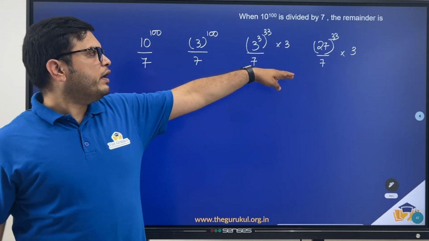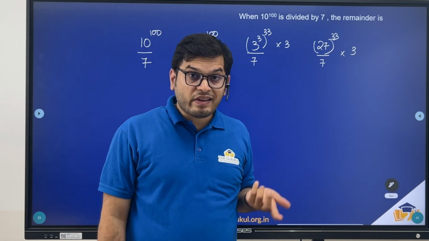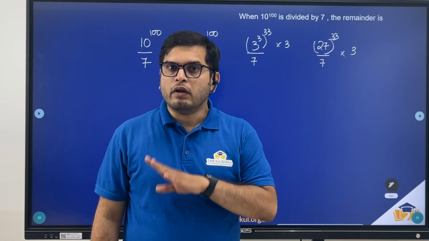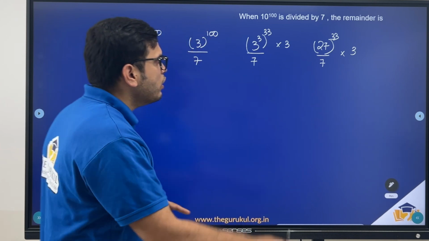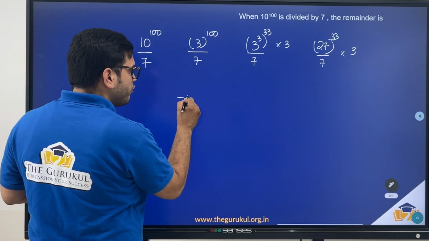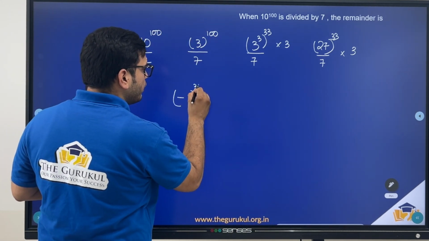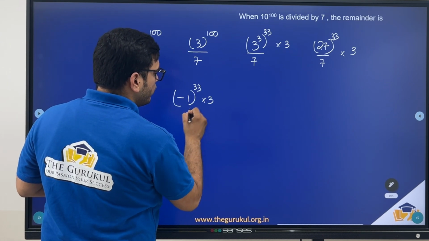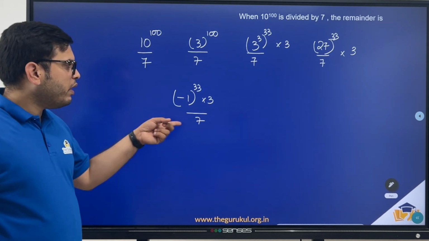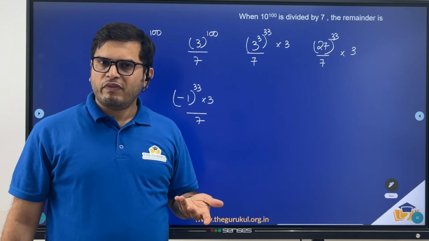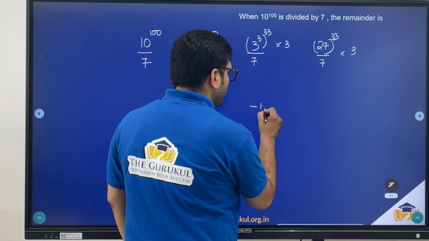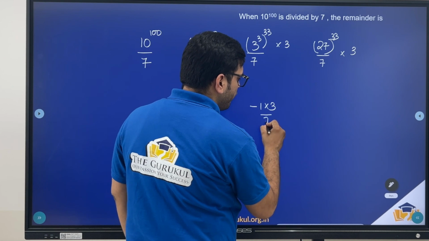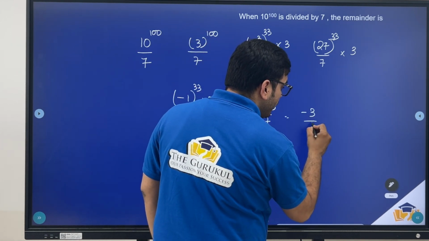Now what's the remainder when 27 is divided by 7? The remainder is either 6 or minus 1. Right. So let us consider the negative remainder here. So 27 divided by 7, the remainder is minus 1. Minus 1 power 33 into 3 by 7. Now minus 1 to an odd power will be minus 1. So minus 1 into 3 by 7. So the remainder is minus 3.